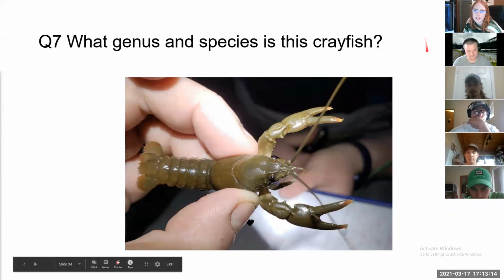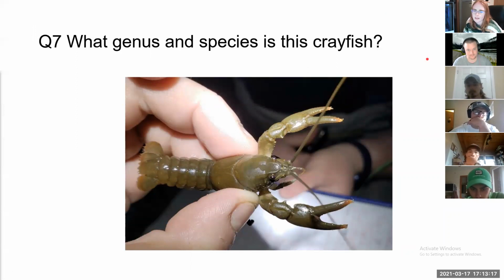Okay, and then what genus and species is this crayfish? So what are we looking at first for the genus? The rostrum, yeah. So what is it? A 90-degree angle. Nope, that's a gonopod, the male organ, so we can't see that in this image. We can only see that if he was flipped over. Like a leaf tip. Yeah, smooth leaf tip. So that's going to be which one then?